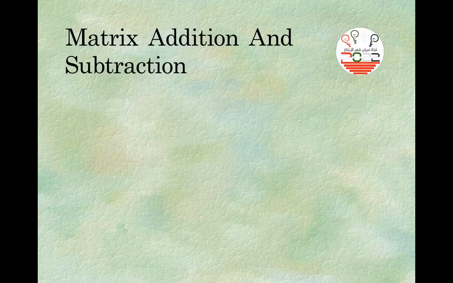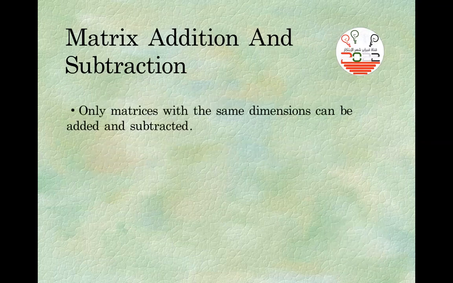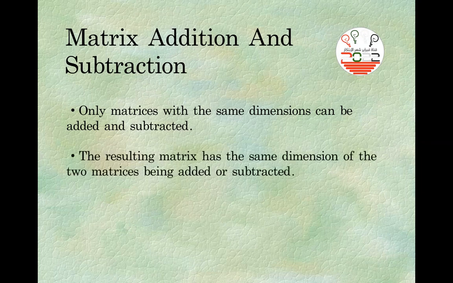Matrix addition and subtraction has rules. Only matrices with the same dimensions can be added and subtracted. The resulting matrix has the same dimension as the two matrices being added or subtracted.